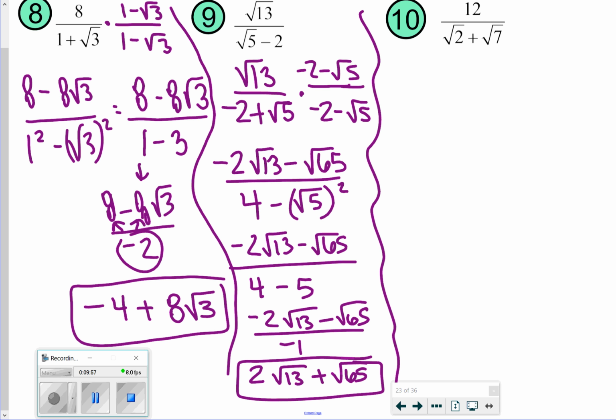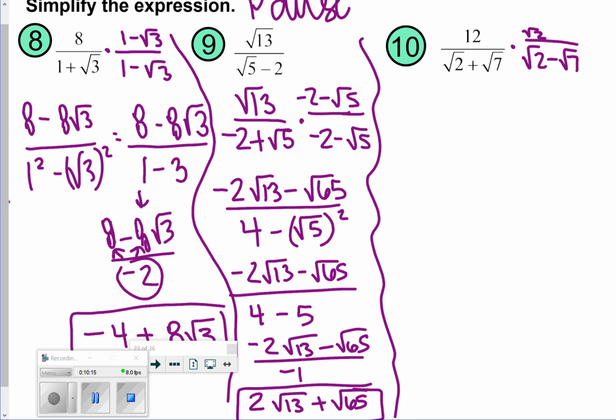The last one we're going to look at over here, number 10, is, we're going to show that conjugate again. So we're going to times everything by the square root of 2 minus the square root of 7. Let's scoot up here. Alright, so on the top when we multiply, we're going to get 12 square root of 2 minus 12 square root of 7 over basically 2 minus 7. 2 times 2, 7 times 7, find the square root.